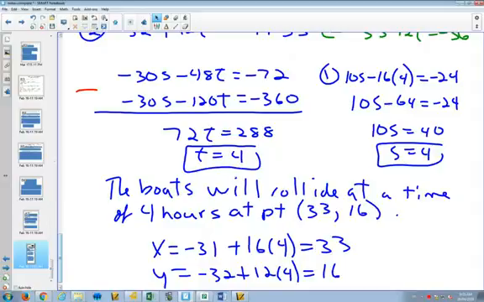So because both of those are at 4, they will collide at a time of 4 hours at the point 33, 16.